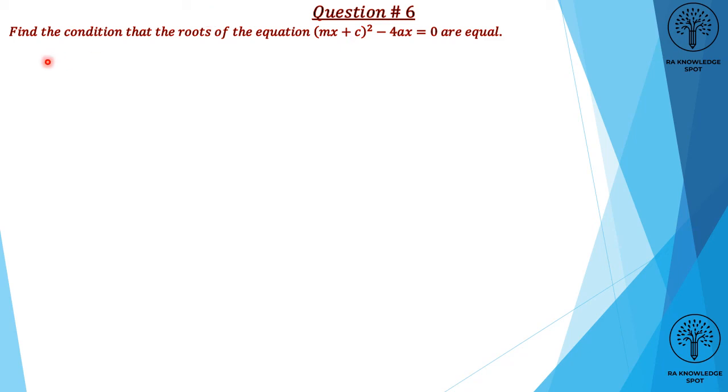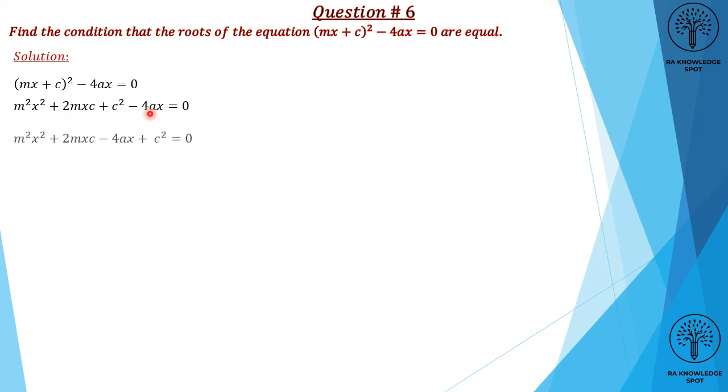See the word condition. In the previous question the condition was already given, but here we have to find that condition. You have to solve ditto as you solved the previous question. Now what is your main question? This is your main question. First you have to open the formula, expanding it: a square, m square x square plus 2mxc plus c square and minus 4ax. Now keep together minus 4ax, and c square is alone.